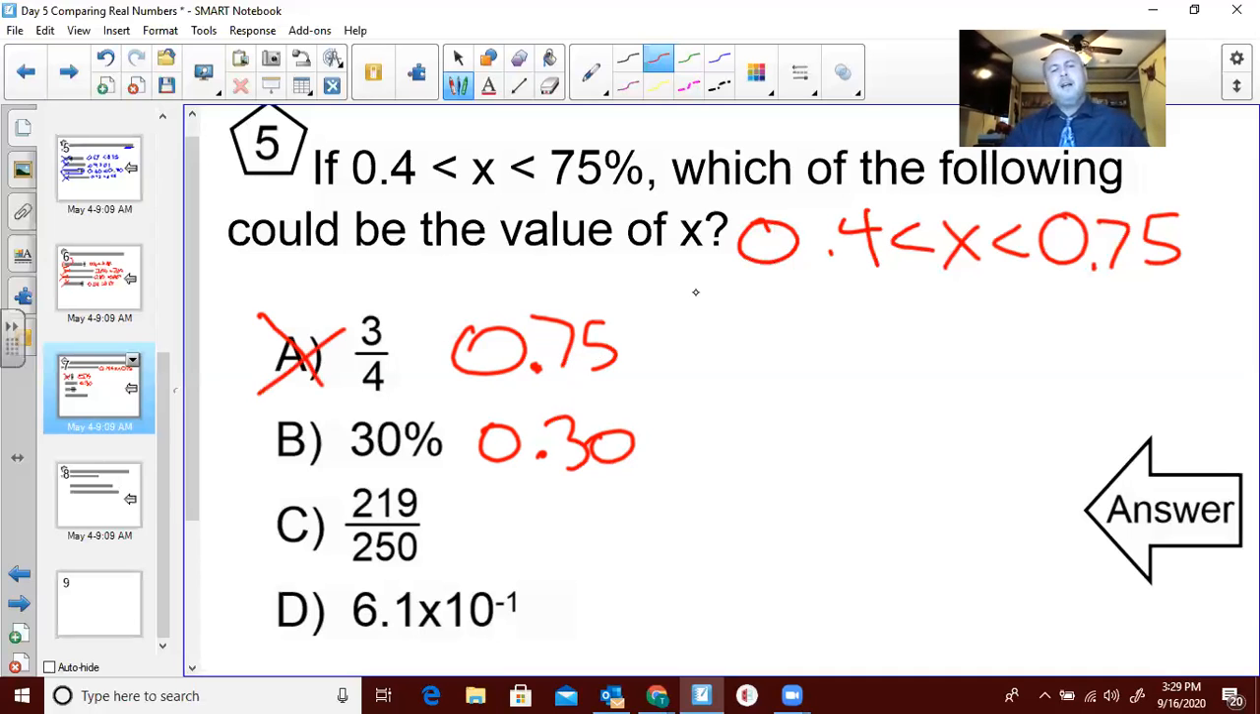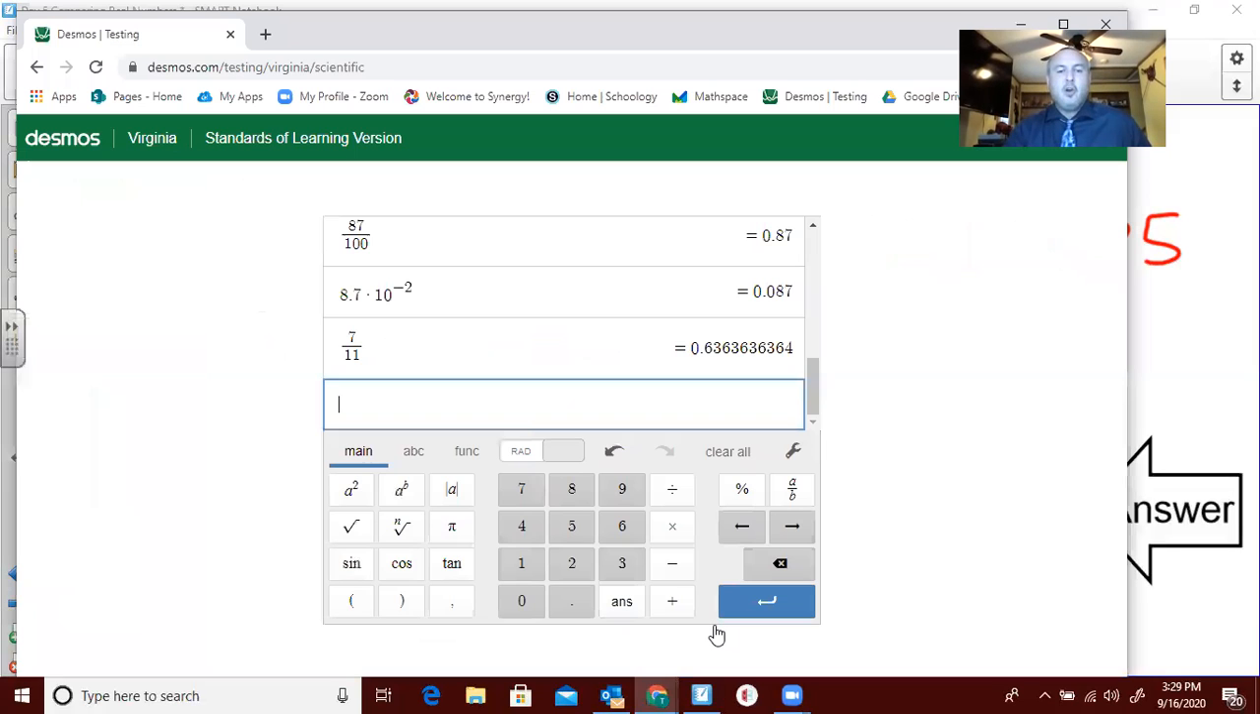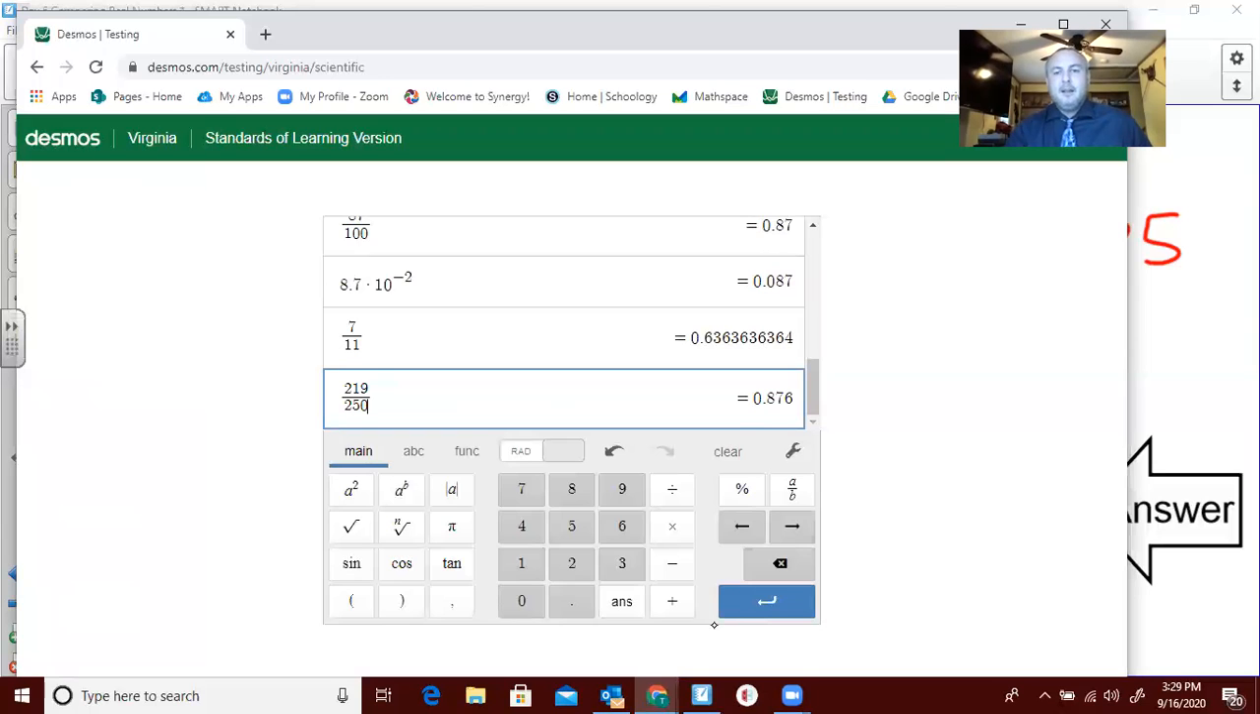All right, then we have 0.3. We can throw this one away because we notice right away that it is less than 0.4. So it's not going to be greater than 0.4. That's what we're looking for. 219 divided by 250. I have no clue what that is. So I'm going to use my handy dandy calculator. And I get 0.876.